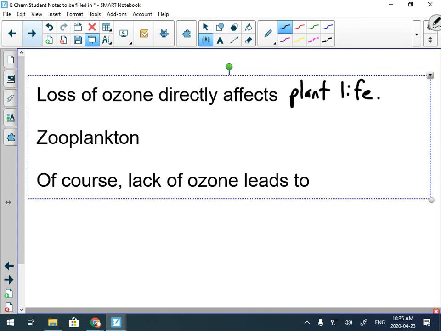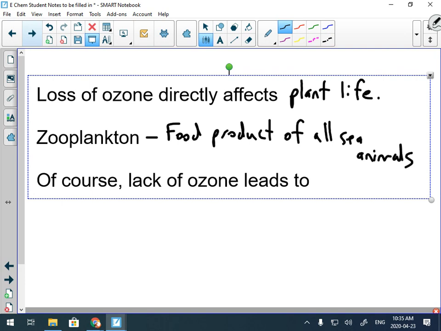Also, zooplankton, which is basically like the bottom of the food chain in the ocean. It kills zooplankton. And in humans, lack of ozone leads to increased UV and skin cancer. It's really bad for us.